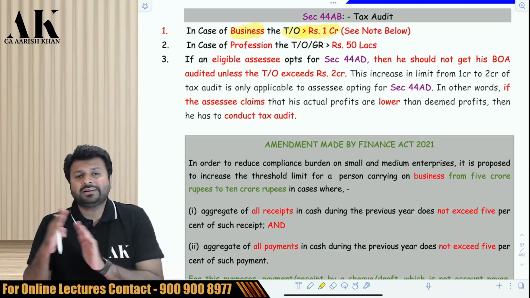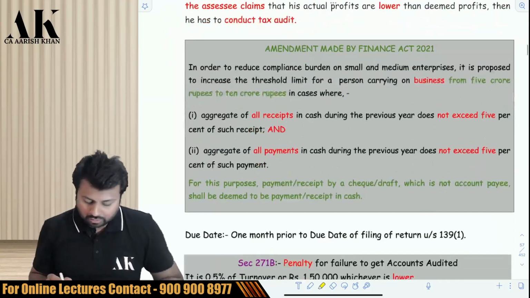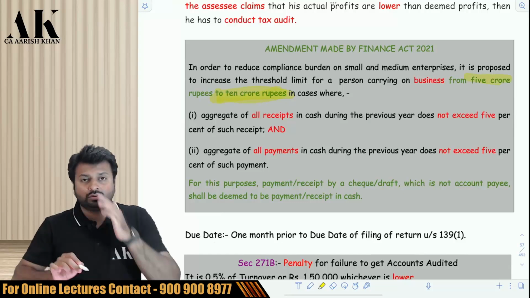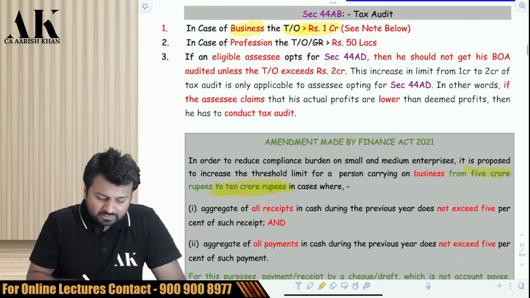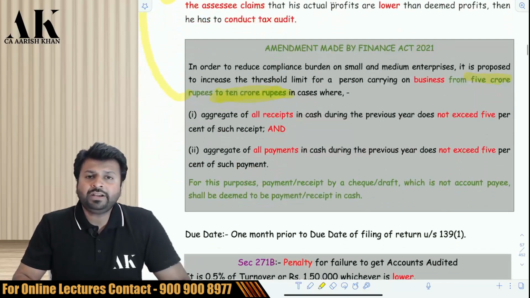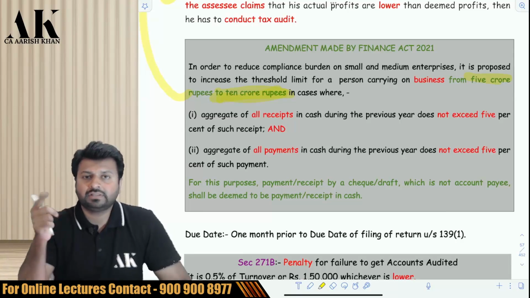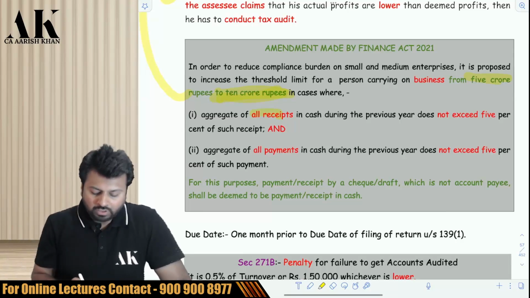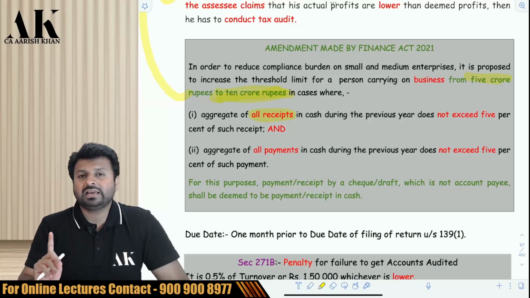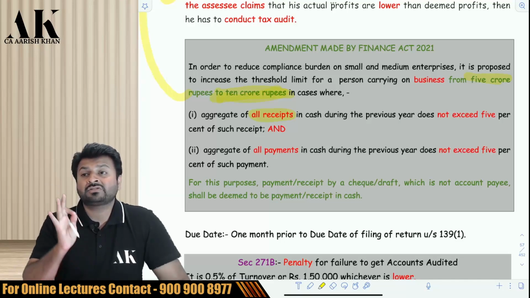But there are certain categories of people for whom the government has increased the turnover limit from 1 crore to 10 crore. Who are those special categories of people? In the previous year, it was 5 crore, but now it has been increased to 10 crore. But this benefit is only for businesses, not for profession or other categories. So if you are into a business, then your turnover limit for tax audit will be 10 crore if you fulfill certain conditions. First, all your receipts in cash have to be up to 5% of total receipts. Your cash receipts cannot exceed 5% of total receipts. It means 95% of receipts have to be online receipts.